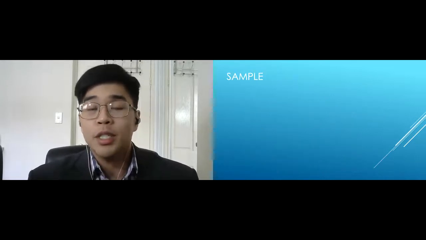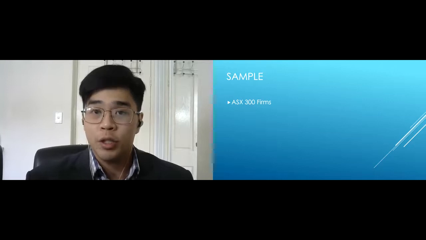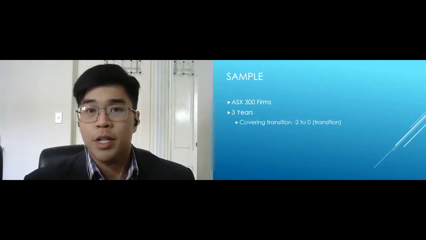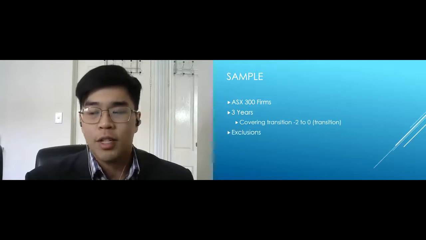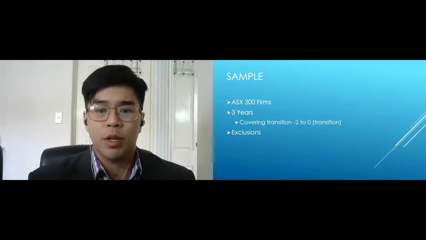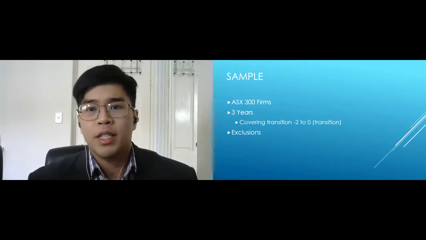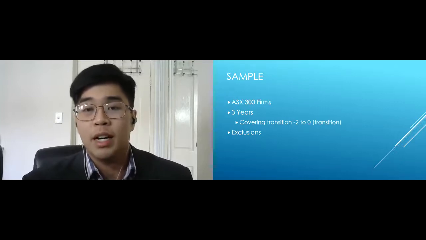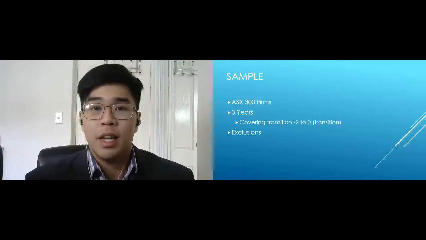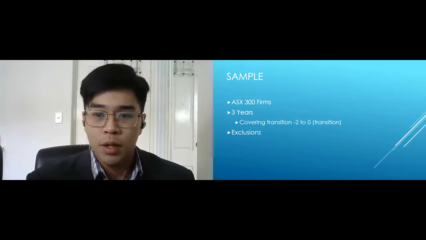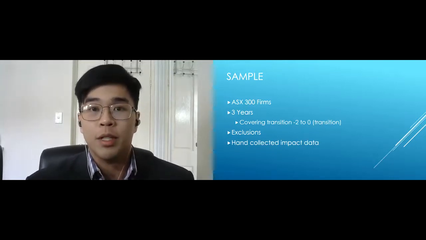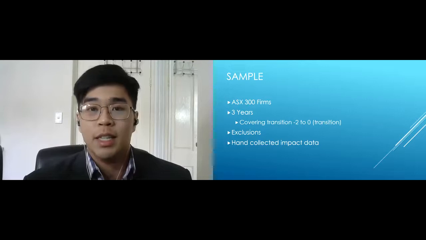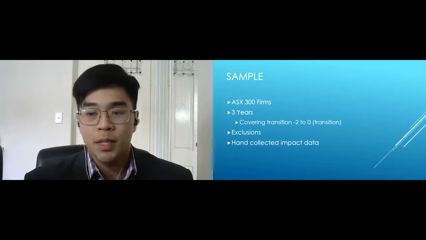For our sample, we started with the ASX 300 over 3 years, in which we look at 2 years before the transition and the year of transition. And for our exclusions, we primarily exclude firms where their revenue recognition practices would be dictated by other standards aside from IFRS 15. We also hand collected the impact data in which we looked at how IFRS 15 impacted the financial statements.